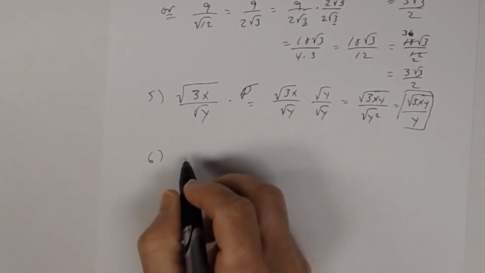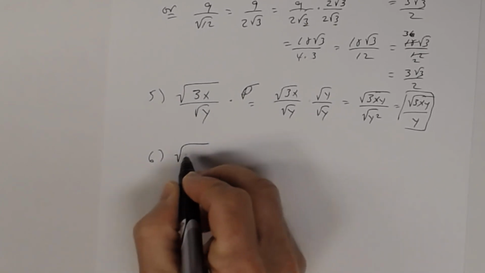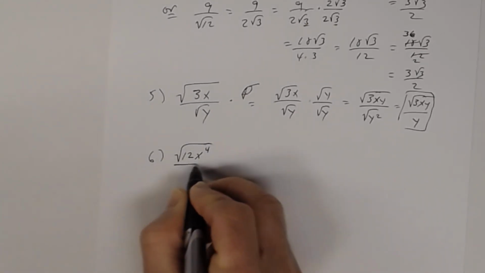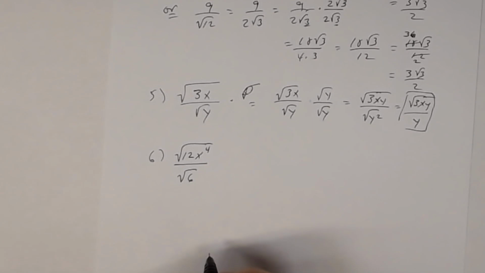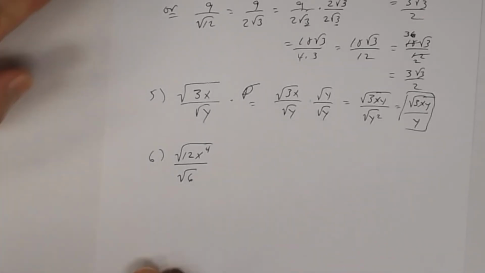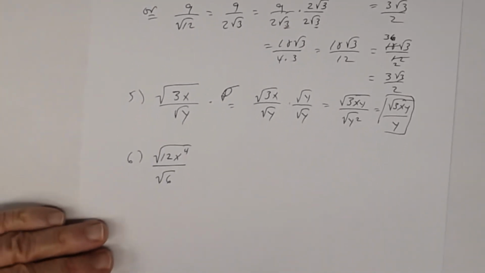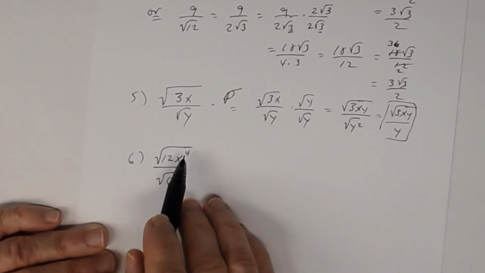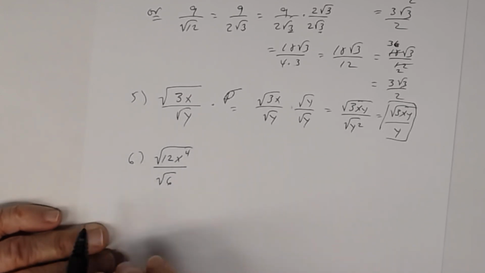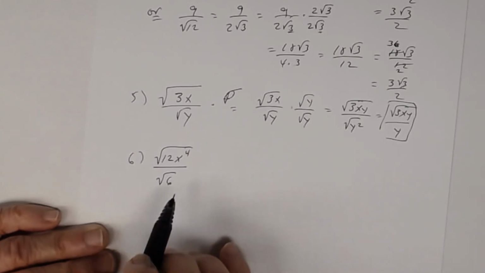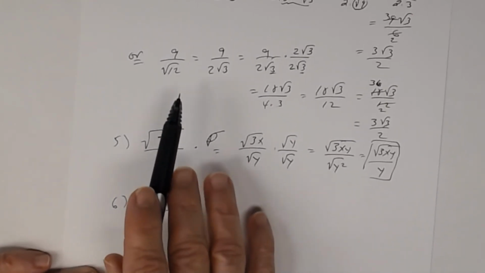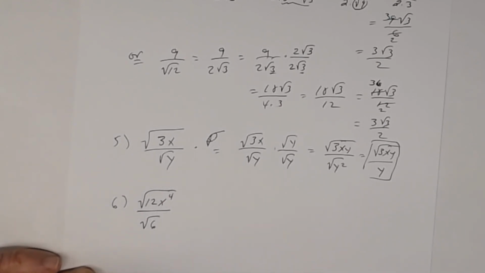Number 6, we have the square root of 12x to the 4th divided by the square root of 6. And just like we did with number 4, where we had different approaches, you could do the same thing here. Some of you may say, I'm going to simplify the numerator first, because I know the square root of x to the 4th is x squared. That's true. And I know I can simplify the square root of 12. We already talked about that. That's 2 square root of 3. That's true as well.